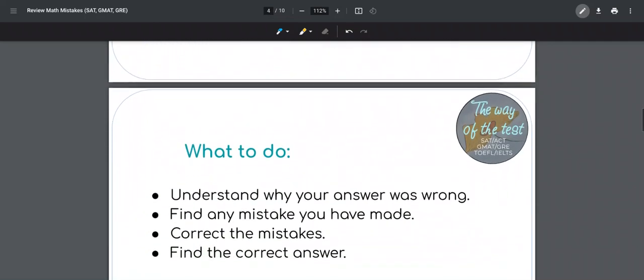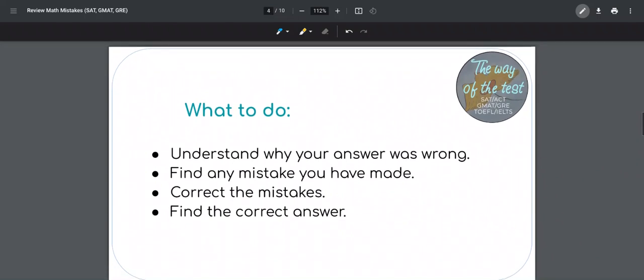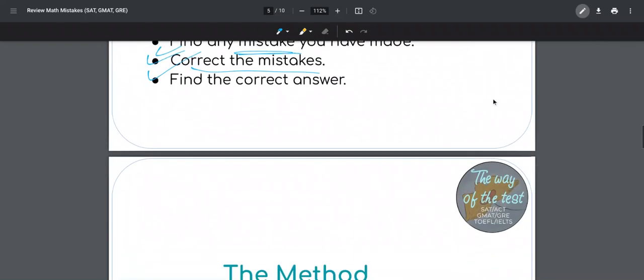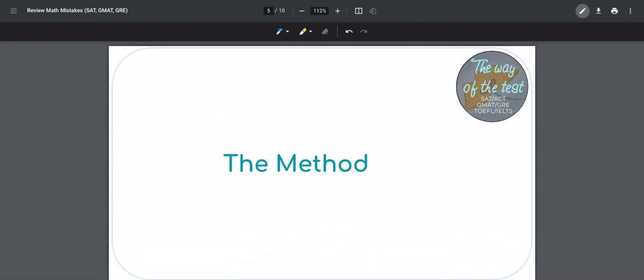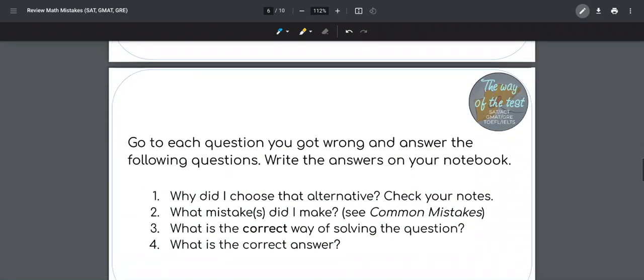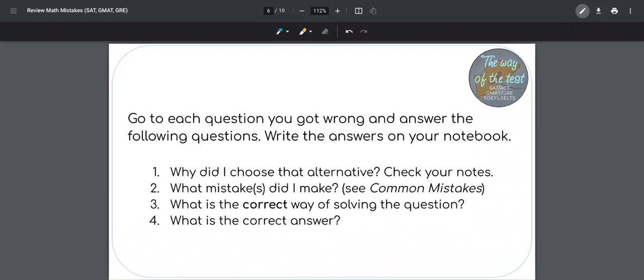Okay, so what do we do when we apply this process? We understand why our answer was wrong. So basically, we find any mistake that we have made, then we correct that mistake, and then we find the correct answer. Basically, this process is about understanding the mistake, correcting the mistake, and then correctly solving the question. So this method is, again, as I said, very similar to the reading method, but the similarities are kind of half and half.